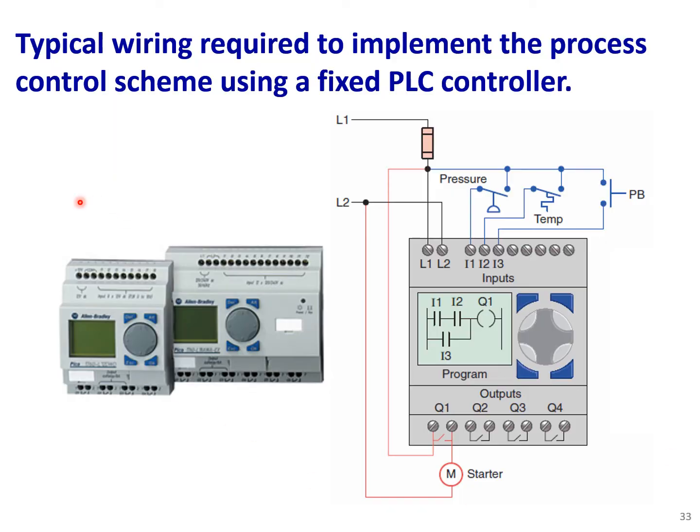Typical wiring required to implement the process control scheme using a fixed PLC. So here is a fixed PLC, and we have the same input devices as the previous example, and you see that they are connected to I1, I2 and I3. Plus for the output, the motor starter coil is connected to Q1.